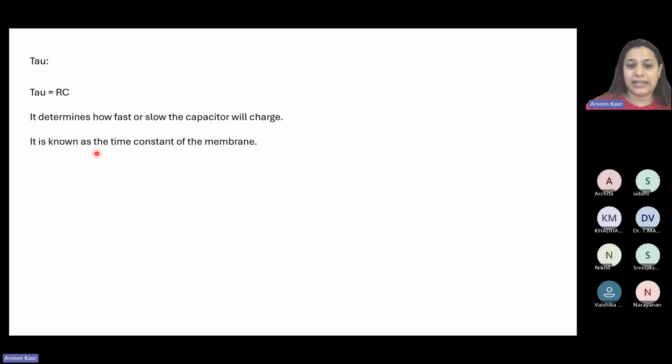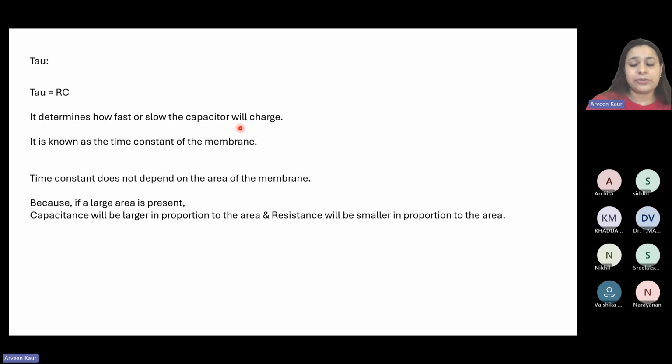Now, tau, which is the time constant of the membrane, determines how fast or slow the capacitor will charge, right? It will not depend on the area of the membrane. Why will it not depend on the area of the membrane? Because if a large area is present, right, capacitance will be larger in proportion to the area and resistance will be smaller in proportion to the area, right? So, like we said, in this much area, capacitance will be bigger, right?